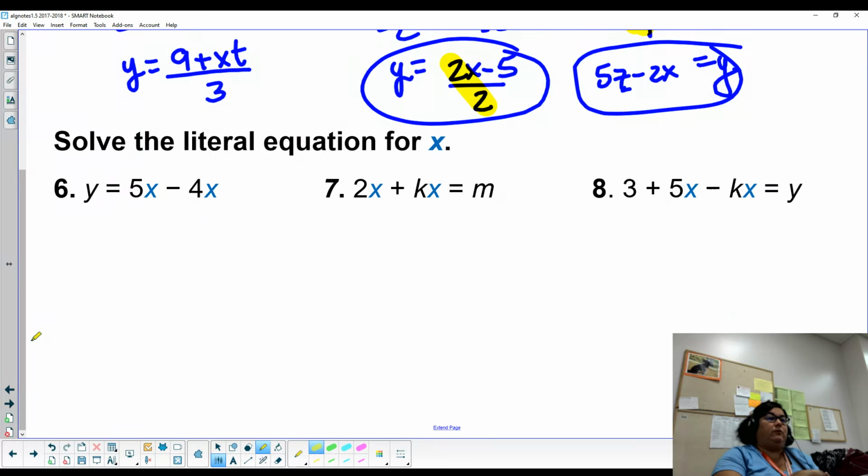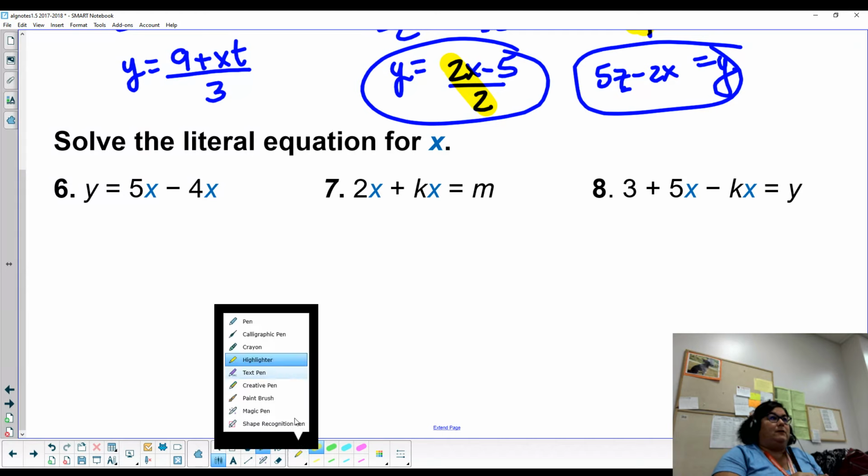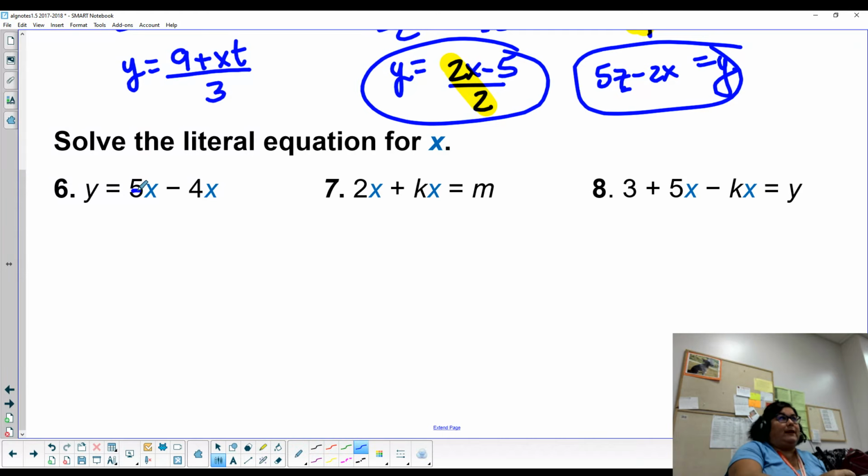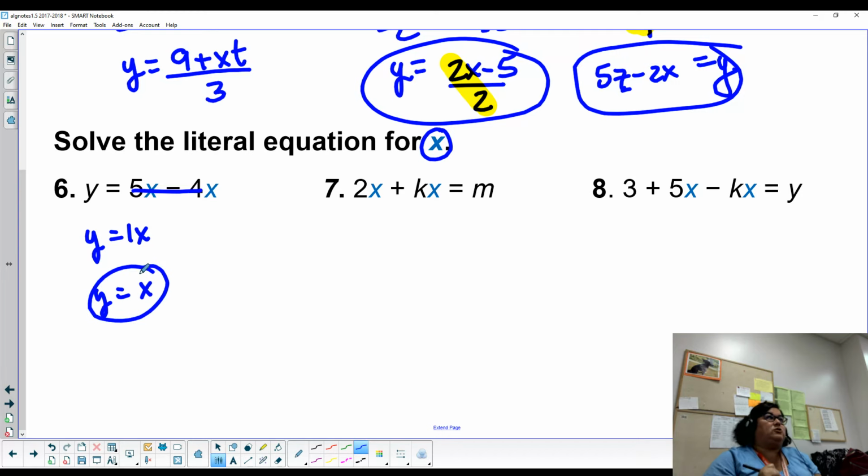Okay, so if we go down here to number 6, these are like terms over here. 5x minus 4x is 1x. And it says I'm solving for x. I can divide by 1 or just realize x and 1x are the same. So my answer is just y.